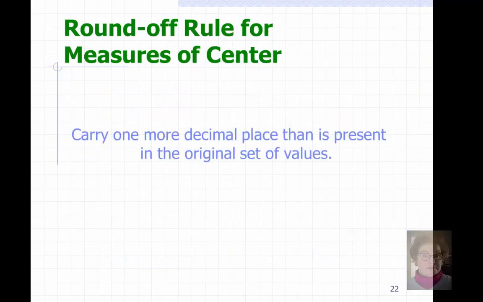Okay. We are going to put in a slide here for round-off rules because now that we're doing calculations, that's going to be important to you. And I will tell you, most of the time, our round-off rule is carry it one more decimal place than is present in the original set of values. So if your data set is rounded to the nearest 1, you will round your calculated value to the nearest 10th. If your data set is rounded to the nearest 10th, you will round your calculated value to the nearest 100th.